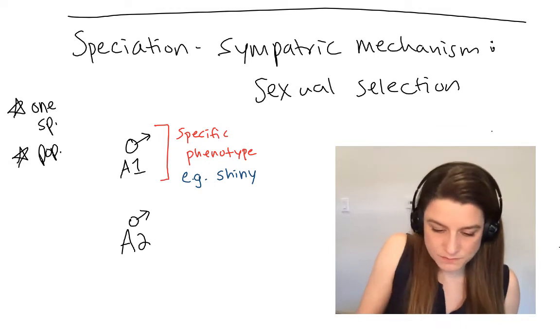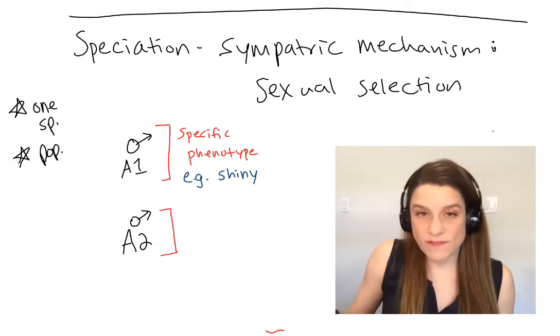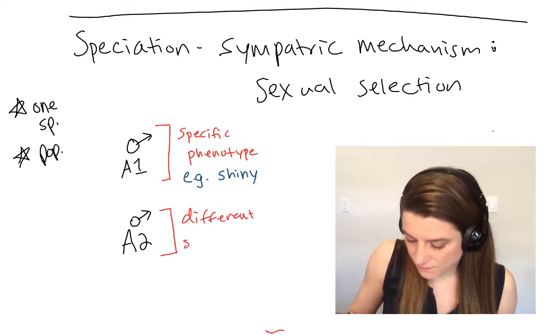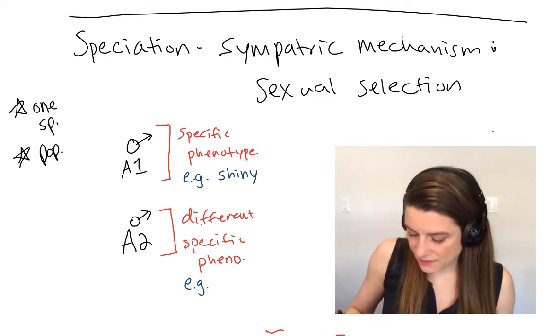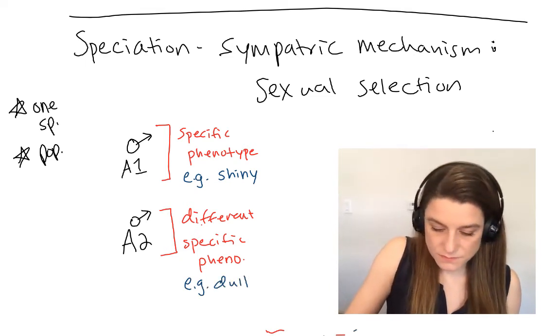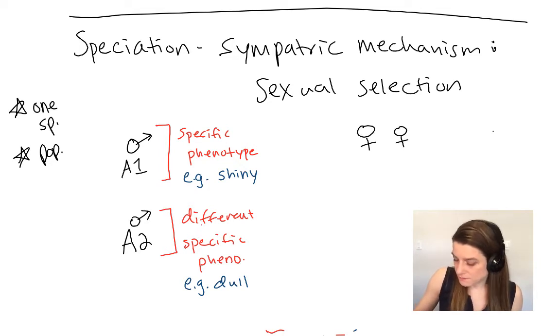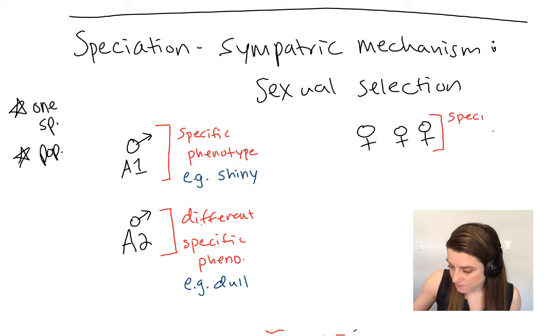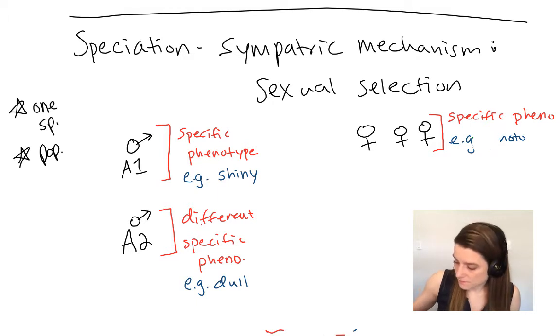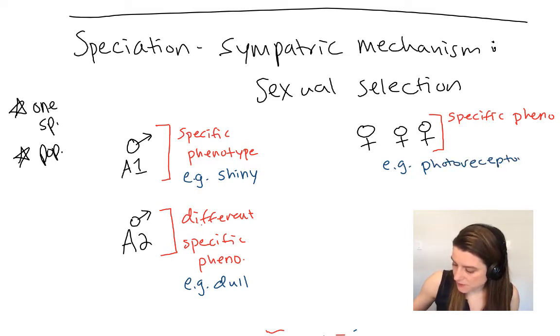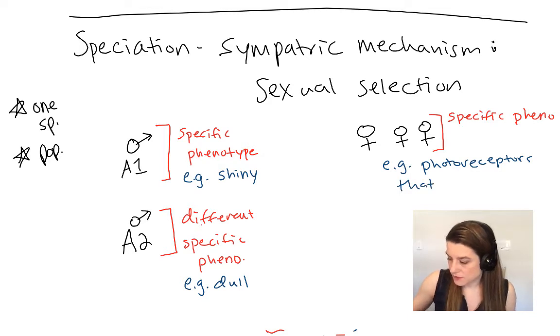He has shiny scales as the fish. We have A2 males with a different specific phenotype. And in the context of these fish, let's say they have dull scales. Okay. Now we have females in the population. And again, these females have specific phenotypes. Let's say these females have photoreceptors in their eyes, for example, photoreceptors that, I'll just say, detect light well.